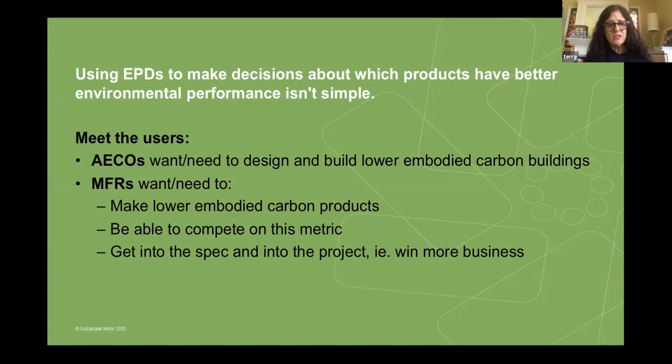So we've got two constituencies in this process of wanting to understand environmental performance information. Architects, engineers, contractors, and owners want and need to design and build lower embodied carbon buildings, and manufacturers want and need to actually make lower embodied carbon products. Because it's a performance metric, they want to be able to compete, just like every other performance metric that they compete on all day long, in addition to price, availability, safety, functional performance, all those things, aesthetics. This is just another performance criteria, and there's still a lot of uncertainty about, well, how do we compete on this metric, and is it really viable, and do we want to compete on this metric?